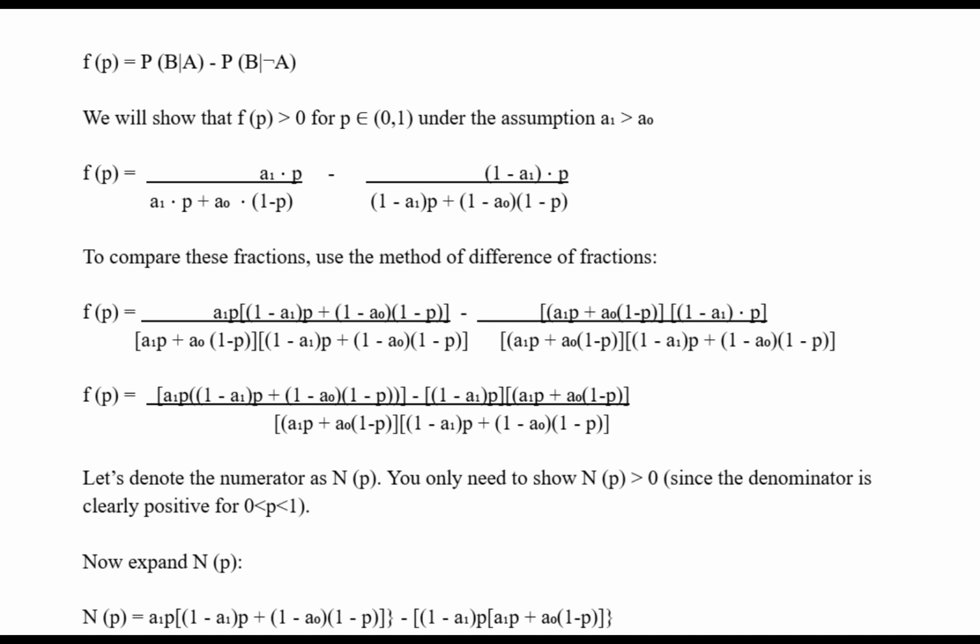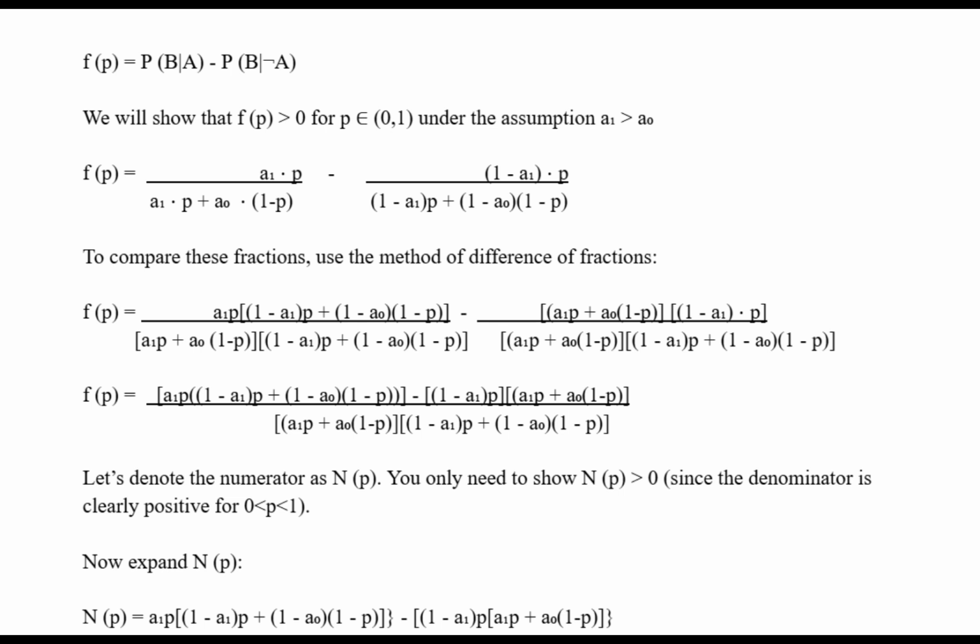We only need to show that the numerator is greater than 0 because the denominator is clearly positive for 0 less than p less than 1. How do we know this? So the denominator has a1, it has p, it has a0, and it has the number 1. We've already established in our if statement that a1 and a0 are positive non-zero numbers, and we are assuming, for the sake of this, that they are at least logically possible, so that they're not 0 and they're not 1.